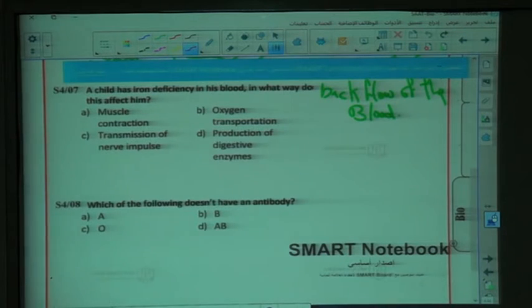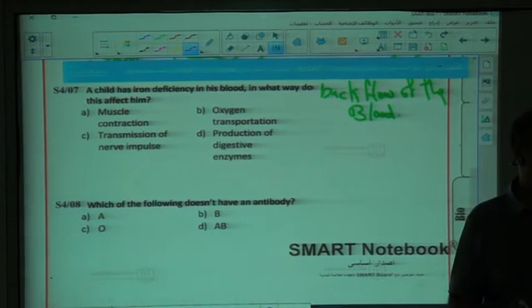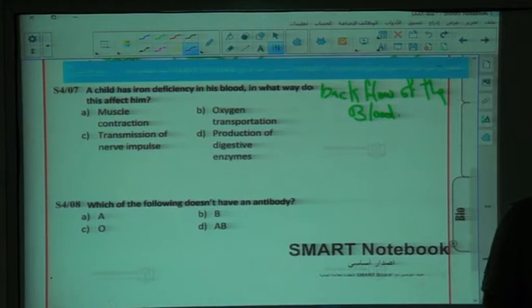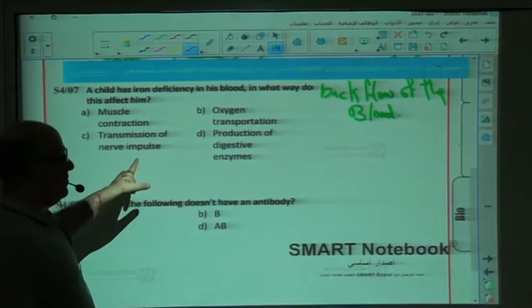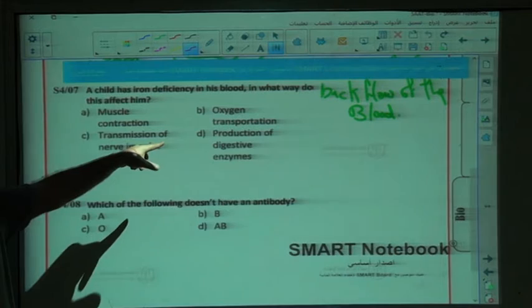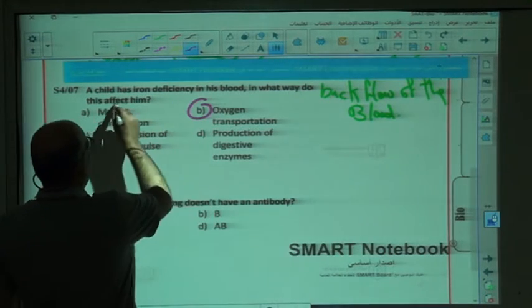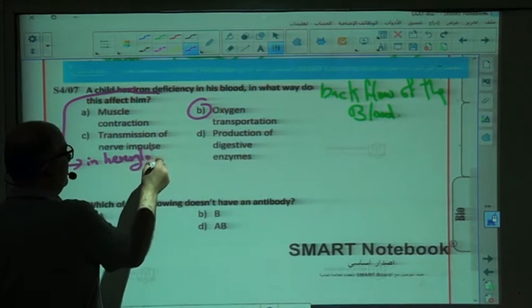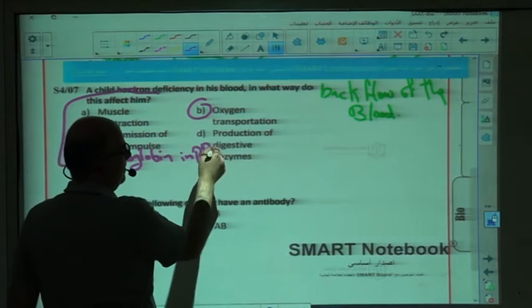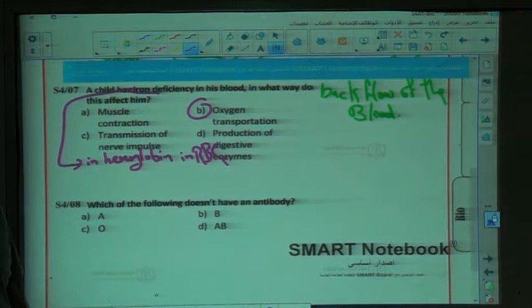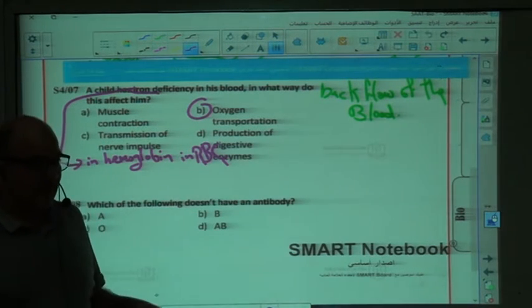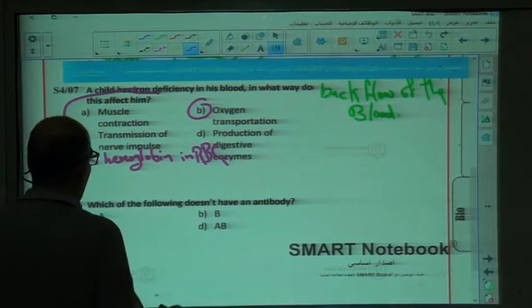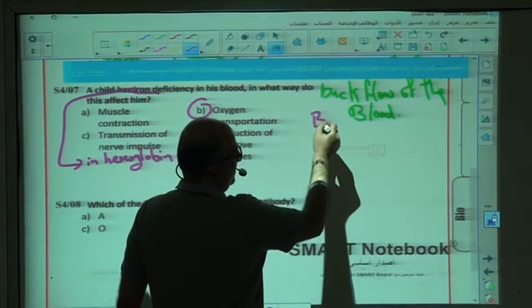A child has iron deficiency in his blood. In what way does this affect him? Guys, iron deficiency. Oxygen transportation. But why? Because, guys, iron we find in the hemoglobin, in the RBCs. You know what we mean by RBCs? Red blood cells. You know the function of the RBCs? Transport oxygen. Okay?